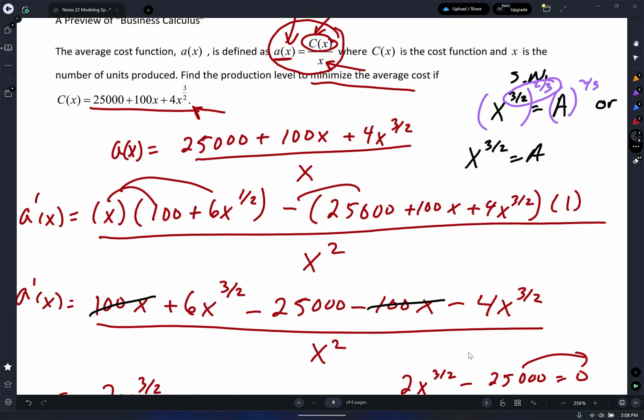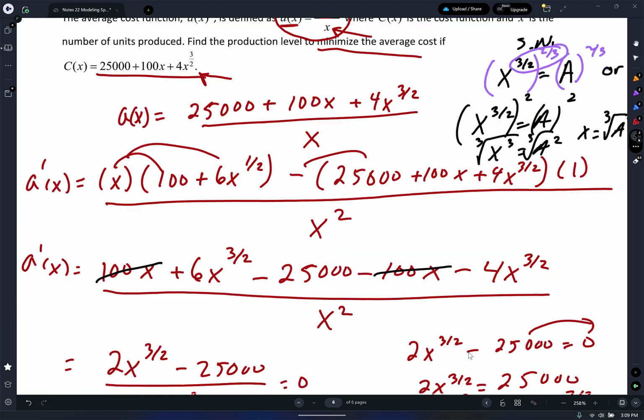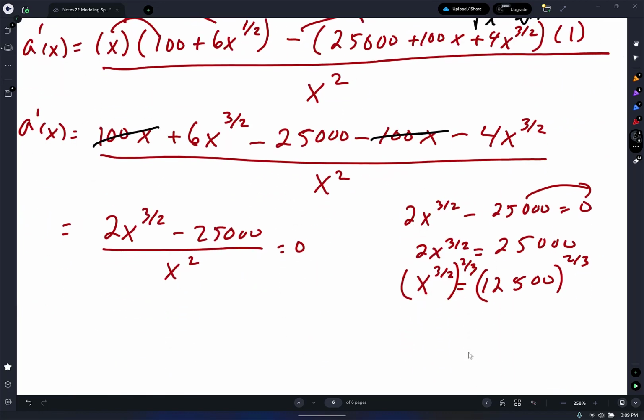You can go square and square, and that will take out the square root. So then you have x cubed equals a squared, and then cube root. See? So x equals cube root of a squared, which is the same thing as a to the 2/3. That's a side note.